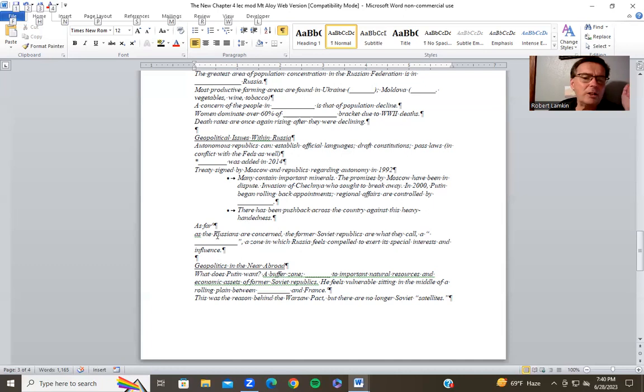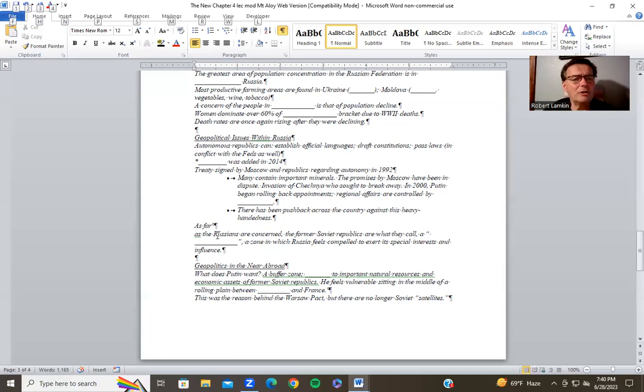They did invade Chechnya back in the late 90s, I believe, who sought to break away. Kind of a Muslim-dominated region, and who were not saints. I mean, they were conducting some terrorist activity. In 2000, Putin began rolling back some appointments. Regional affairs are now controlled by local people, but loyalists of Putin, right? You get the picture. But there has been pushback across the country against some of this heavy handedness.